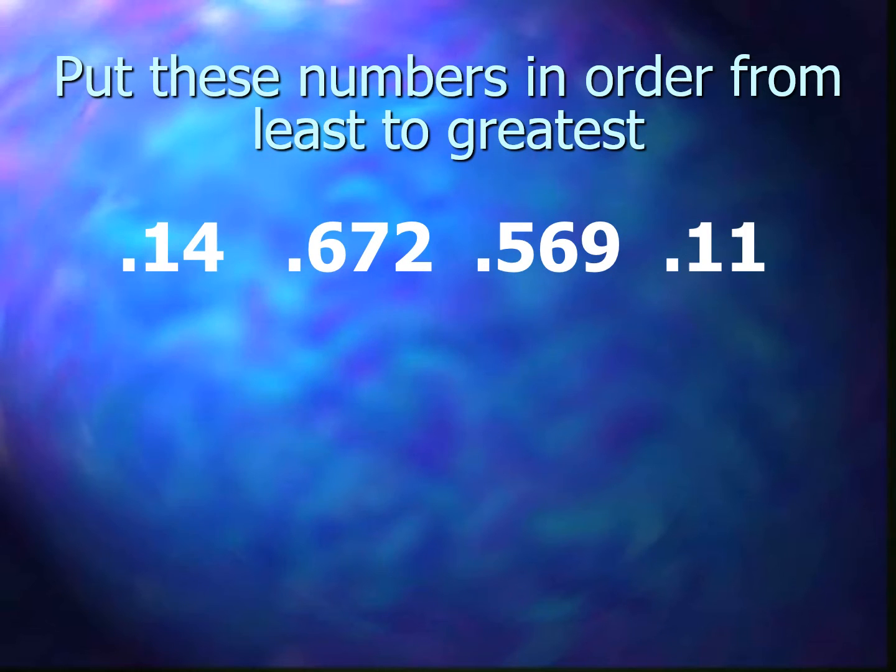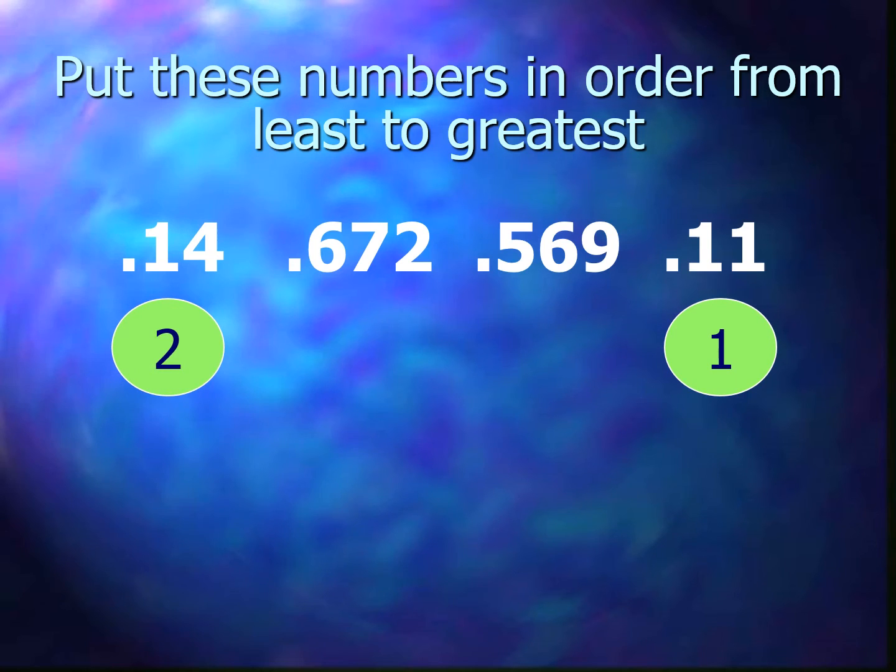Okay, now notice here in the instructions, this is what I was talking about earlier. Always pay attention to this on your tests and on your assignments. It says put these numbers in order from least to greatest. This is the opposite of what we have been doing the previous two. So again, go to the steps, line these up, and order them. You may pause the video now. Okay, welcome back. So for the smallest number, we have 11 hundredths, and then we have 14 hundredths, then we have 569 thousandths, and 672 thousandths.